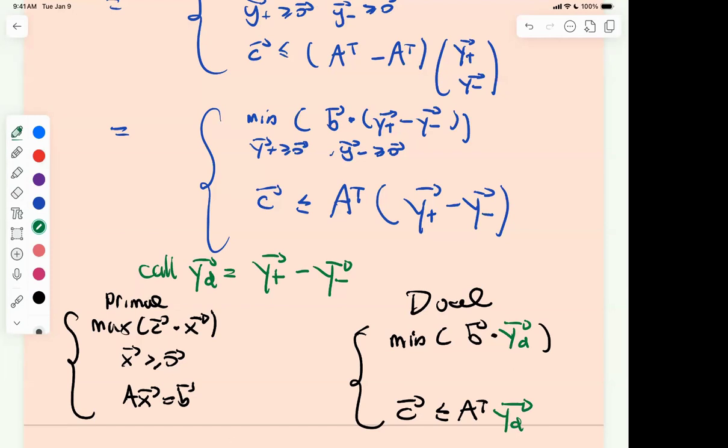But what can you say about this vector? It is a difference, right? So even if both vectors are non-negative, just think about it in terms of numbers. The difference of two positive numbers could be positive or zero or negative. So when you take the dual in this way, there's no positivity condition on the vector. So you just get that yd is some vector in R^m. You no longer can say whether the vector is positive or negative, at least if you write it in this way.